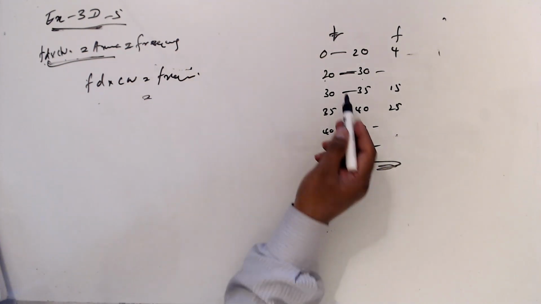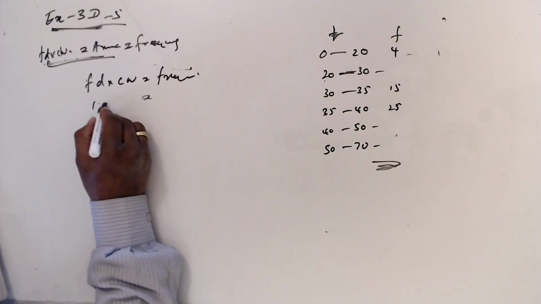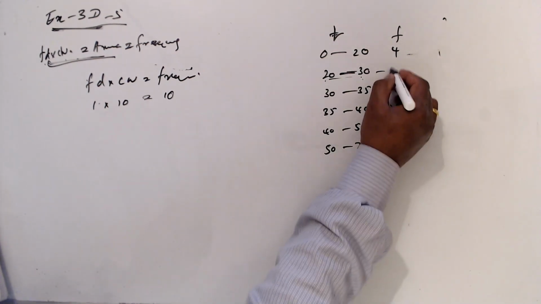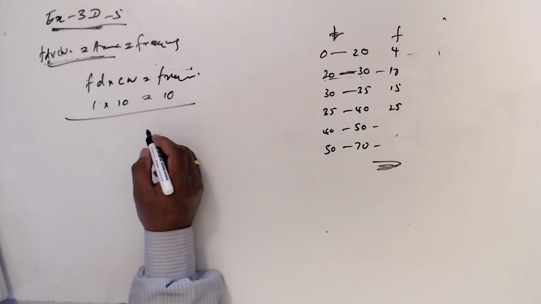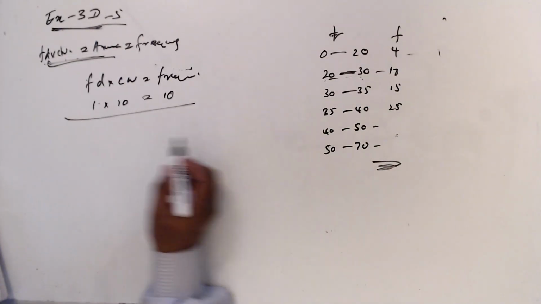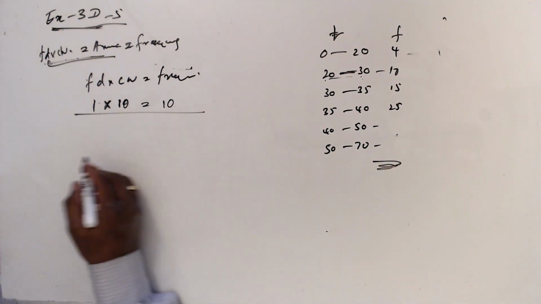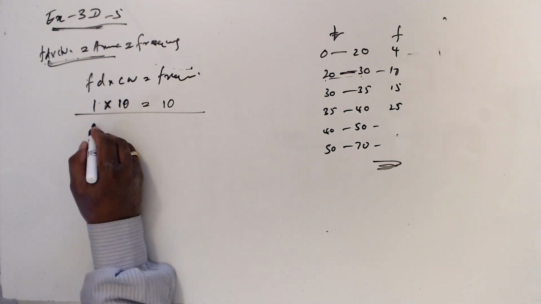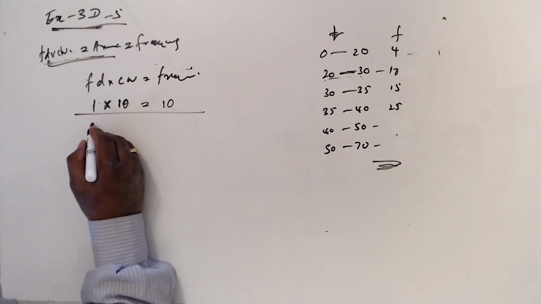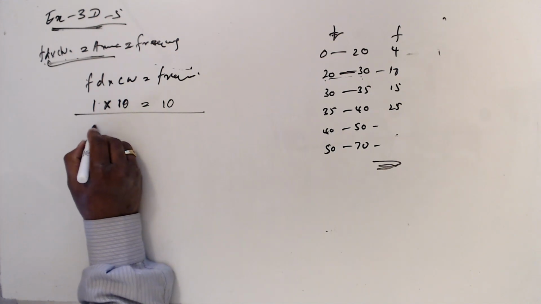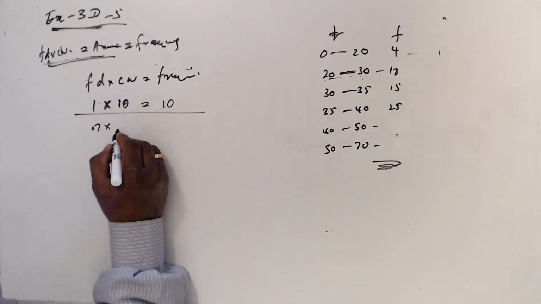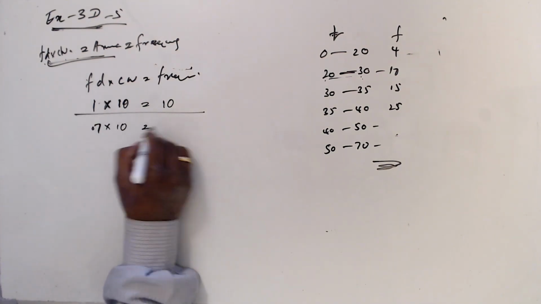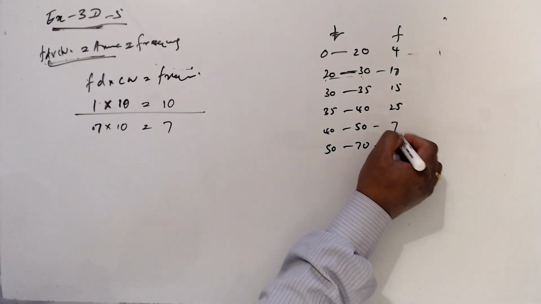Frequency density for this one, you can see that that is 1, and class width is 10, 20 minus 10. So this is going to be 10. And then frequency density for 40 to 50, the class width is 10, and the frequency density I can see is 0.7. 0.7 times 10 is 7. So this is going to be 7.